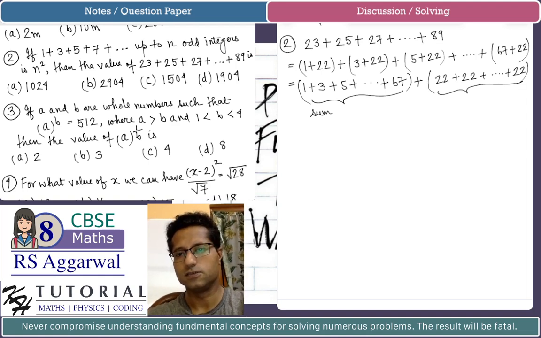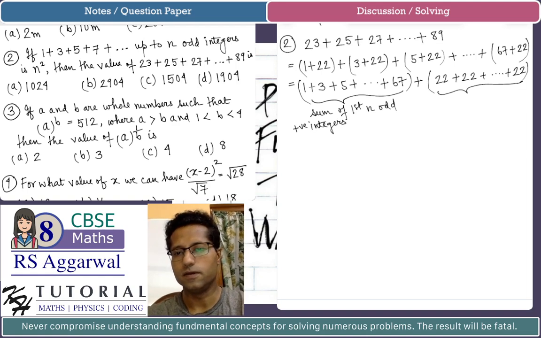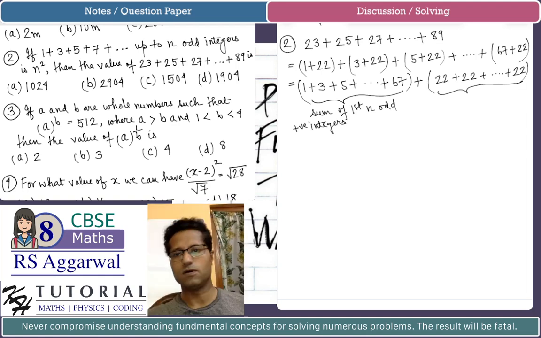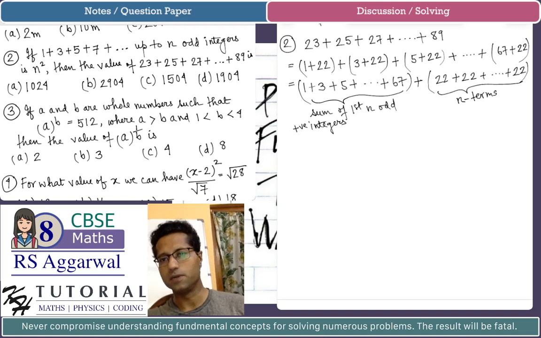So we know that inside the first bracket, this sum is the sum of the first n odd positive integers. If 1 plus 3 plus 5 up to 67 is the sum of the first n odd positive integers, then here also there will be n terms. That is, there will be n 22s: 22 plus 22 like this n times.